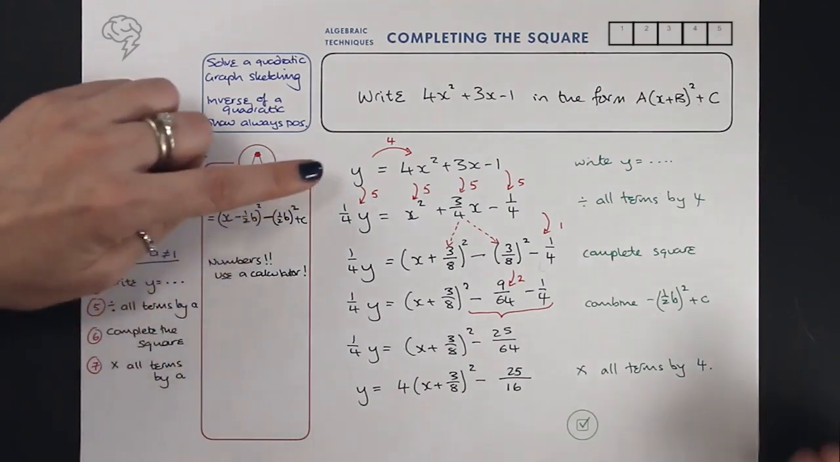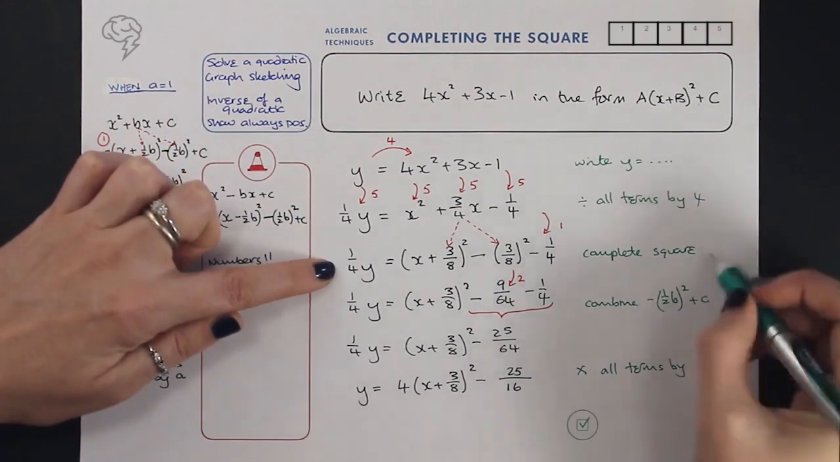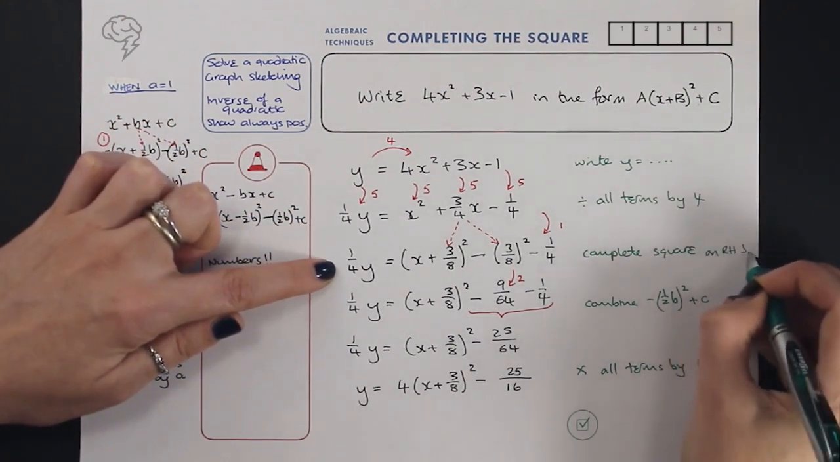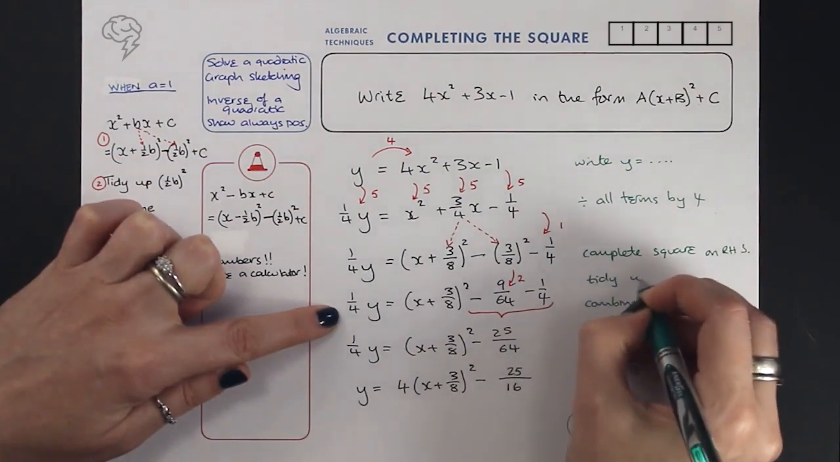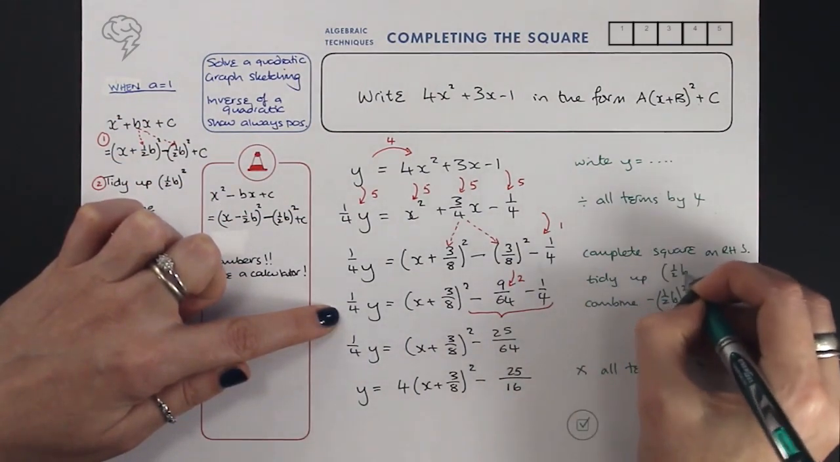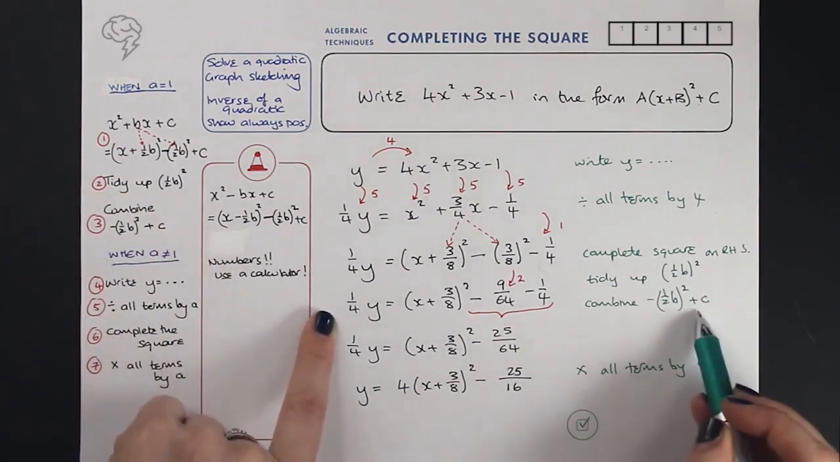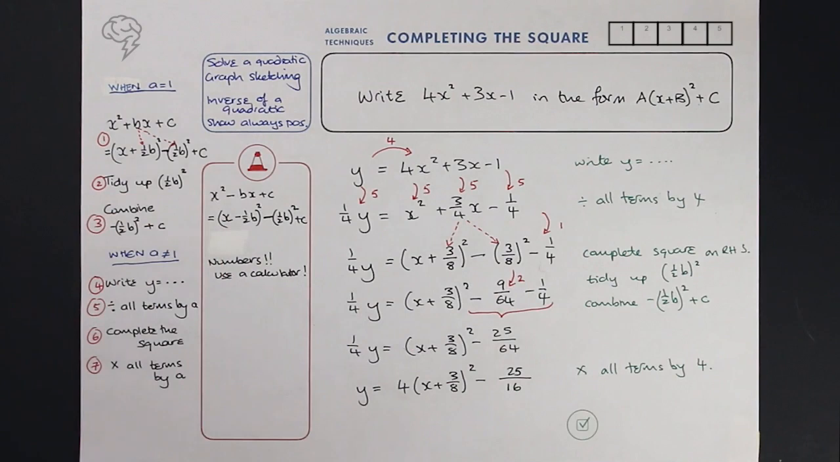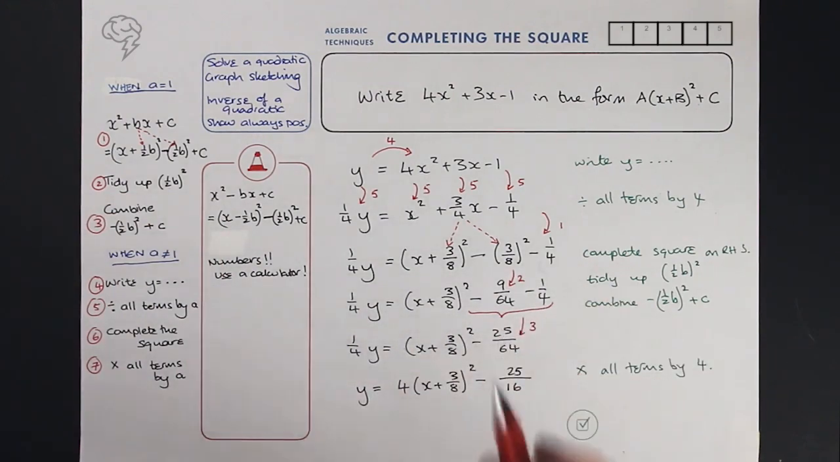And did I miss any steps? So what did we do? Wrote it as y equals, divide all the terms by 4, complete the square on the right-hand side. We did tidying up or expanding, or whatever you want to call it, sorting out the half b squared. Then next step, combining those terms to make one term here. And then finally multiplying everything by the 4 to get the answer.